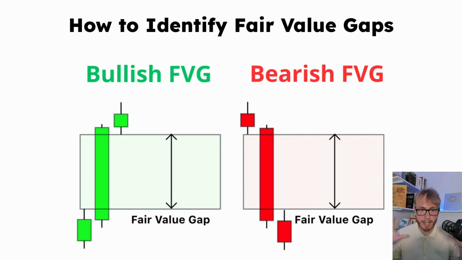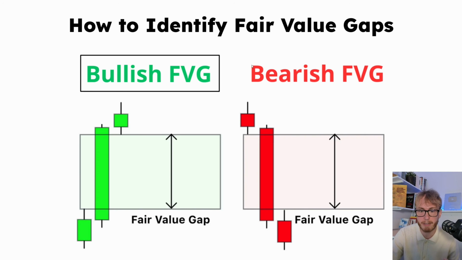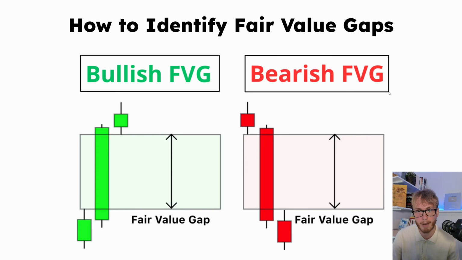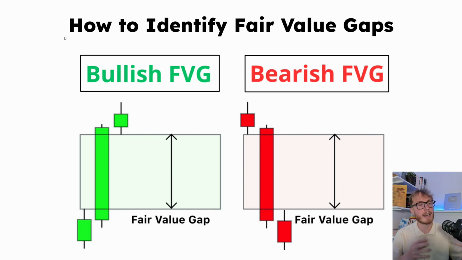So now let's take a look at how to identify fair value gaps. First of all, we have two main types: the bullish fair value gap and the bearish fair value gap. We also have lots of different variations of bullish and bearish fair value gaps, but the core principle is the same. Many traders overcomplicate fair value gaps, and in many cases this is unnecessary because the core and the basics are actually pretty simple. So let's start by taking a look at how we can identify the bullish fair value gap.